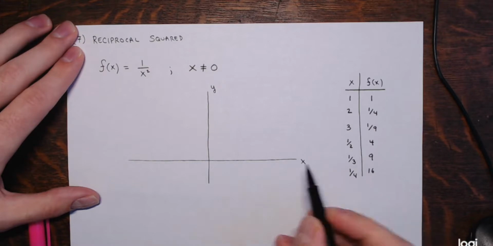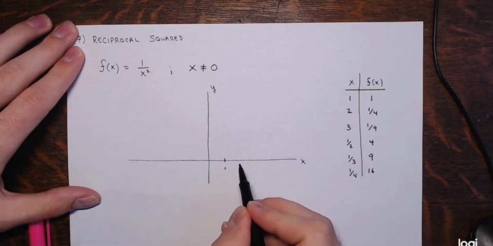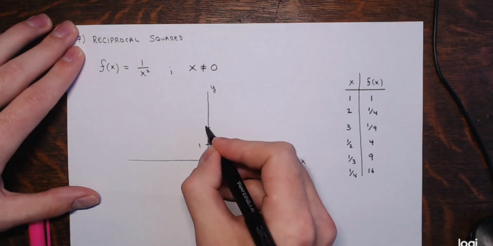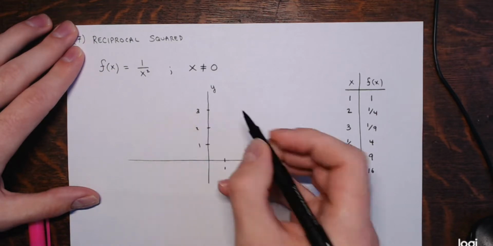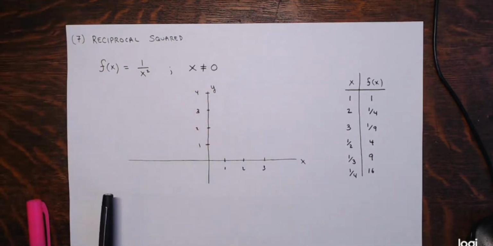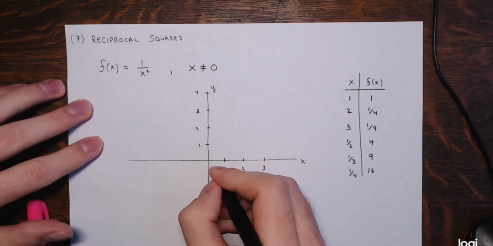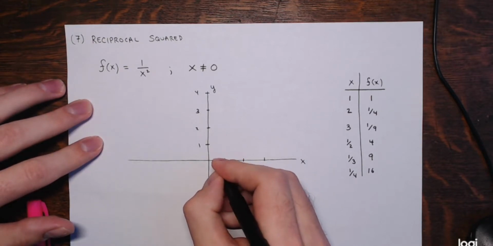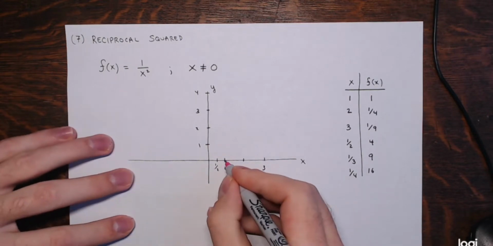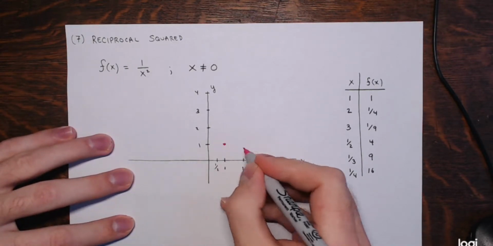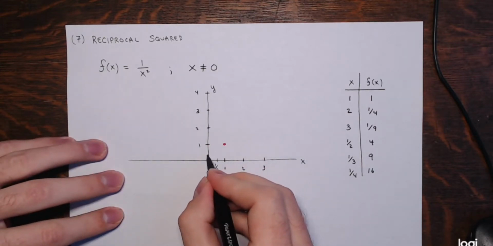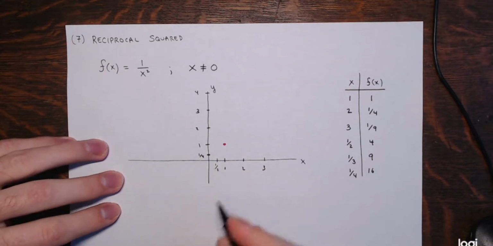So let's do that over here. There's 1, 2, 3. And then the y-axis, let's go up to 4 here. I'm plugging in a half. Alright, so yeah, the reciprocal of 1 squared is still 1. The reciprocal of 2 squared is a quarter. So let's say that's about here, just eyeballing this stuff.